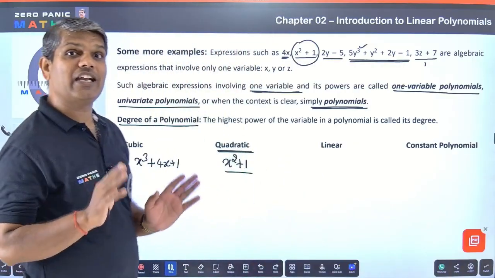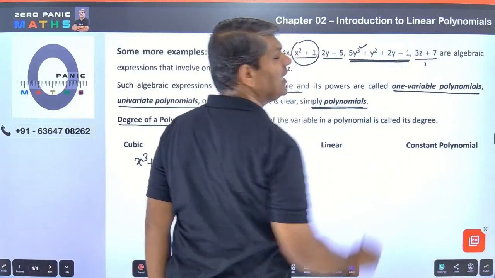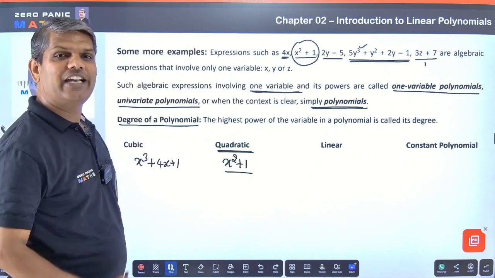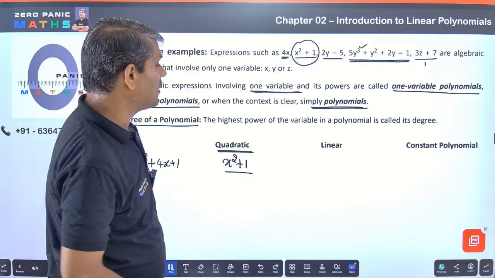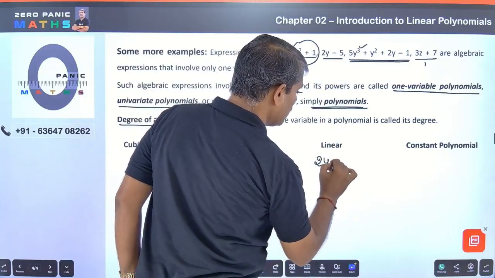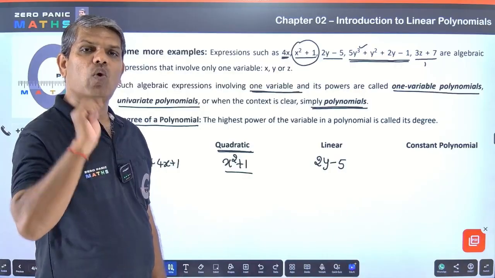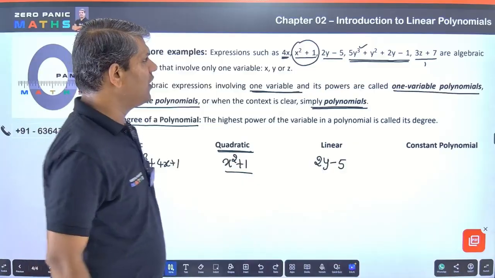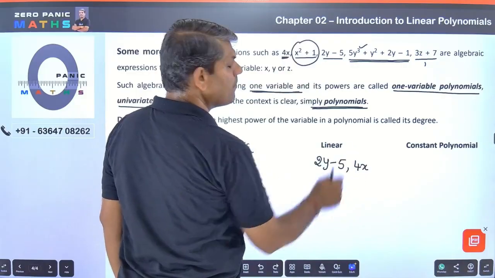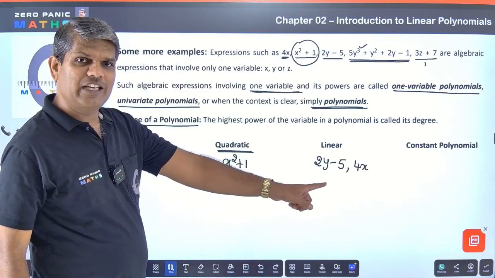Linear polynomial. Now here comes the exact definition that we wanted to discuss. As the name indicates, linear means in a straight line, and we'll come to know why we call them linear polynomials. But here, a linear polynomial is a polynomial in any variable whose highest power is 1. So it is 2y minus 5. Even 4x is also a linear polynomial because the highest power of x is 1 in this case. So you understood what a linear polynomial is.